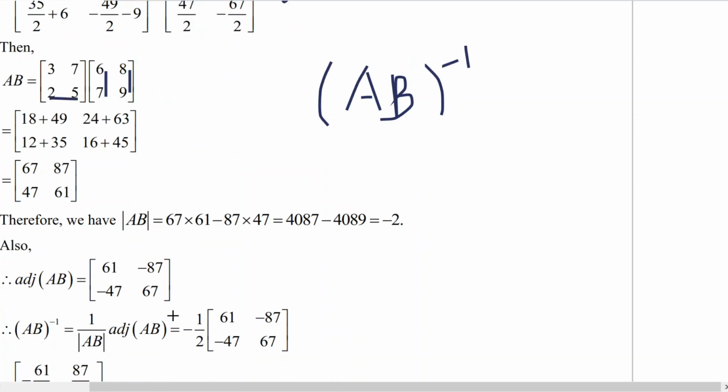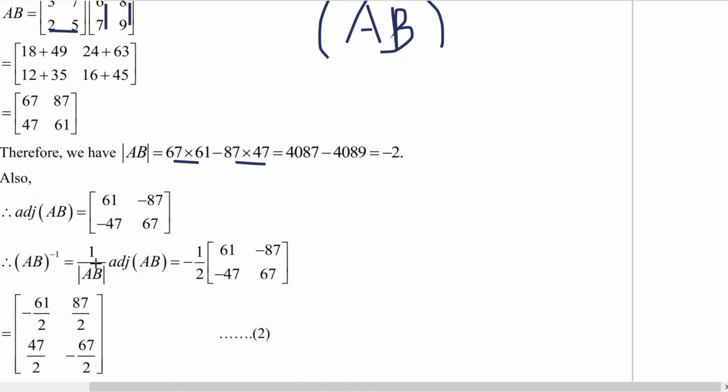This is AB. And now we'll find the inverse of this 2 by 2 matrix. How? First of all, calculate the determinant. Determinant is 67 into 61 minus 47 into 87. So 67 into 61 minus 87 into 47, 4087 minus 4089, that is minus 2. And now simply change the position, right, and change the sign. Okay, now you'll get AB inverse as 1 upon determinant AB, and this adjoint A. Change the position and change the sign, right?